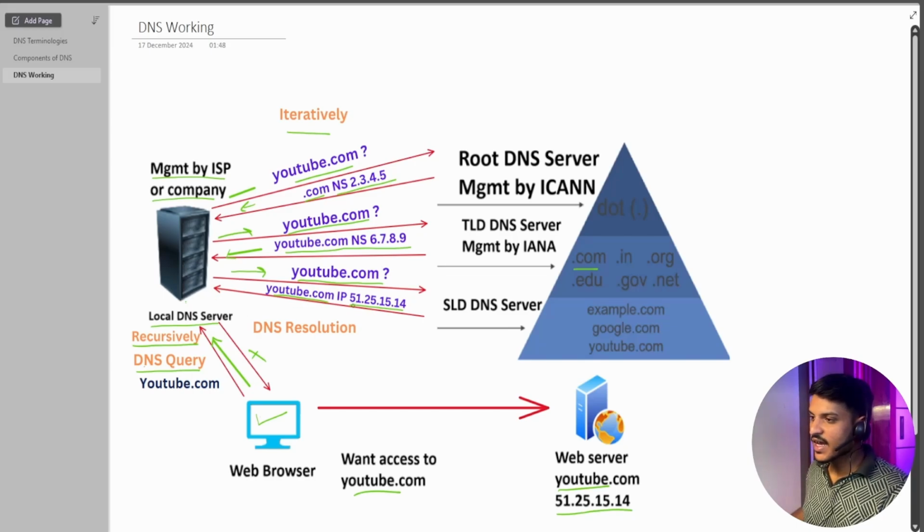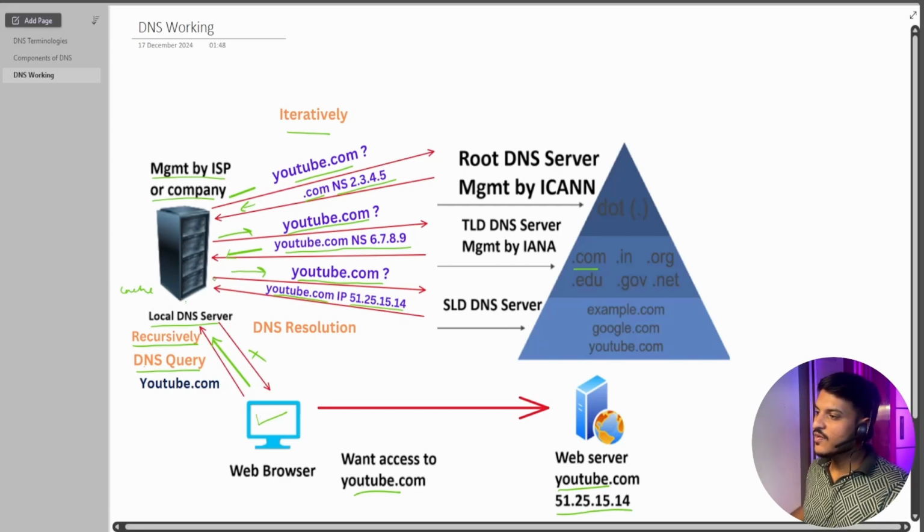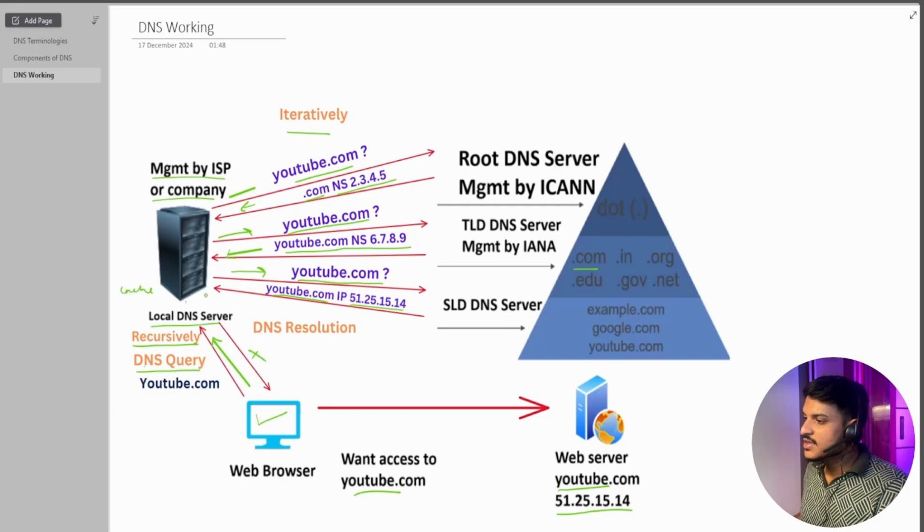Now it will cache this IP address for the domain youtube.com, so that in future if someone requests this domain, it will simply forward this IP address. The local DNS server then forwards this IP address to our web browser, saying, hey, this is the IP address for the domain youtube.com, which is 51.25.15.14. So now our local DNS server has done the DNS resolution for youtube.com. Our web browser has the IP address and can access youtube.com with the help of this IP. So this is how the whole DNS works.